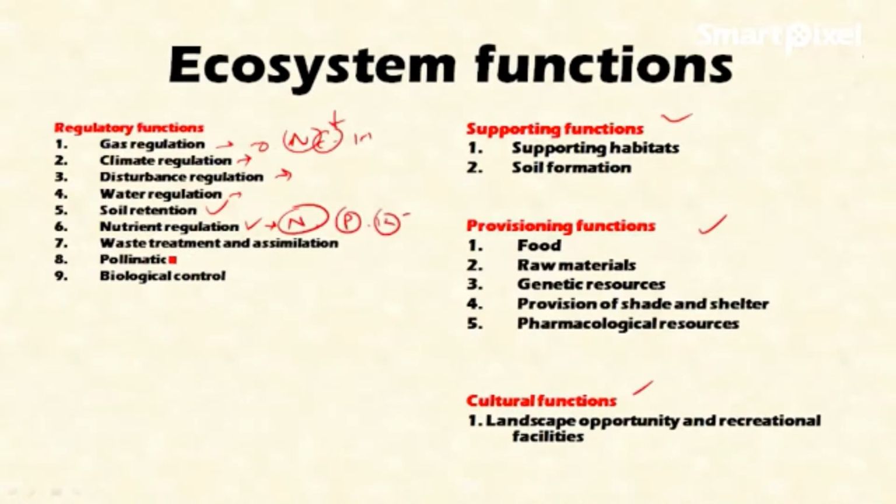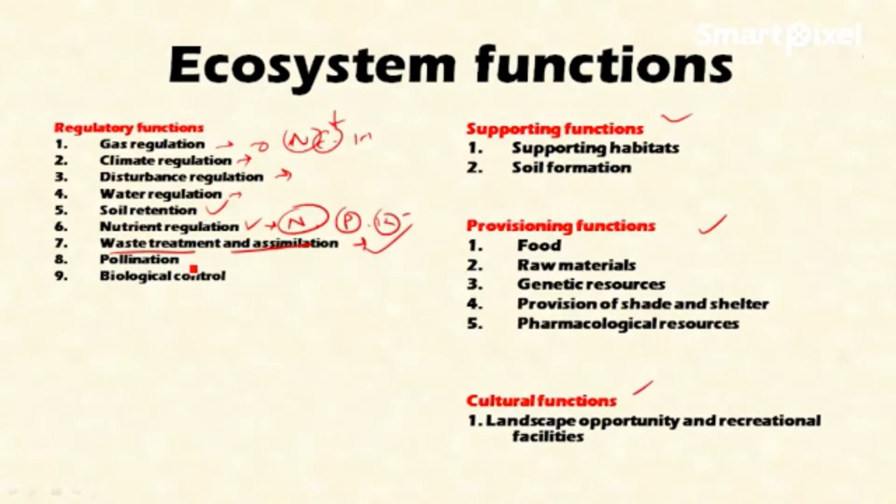Then waste treatment and assimilation. For example, in the ecosystem we have components called saprophytes. These are organisms which decompose dead and decayed organic matter, and they convert this organic matter into nutrients for the plants to help them assimilate the nutrients for their further growth. This is called waste treatment and assimilatory function.